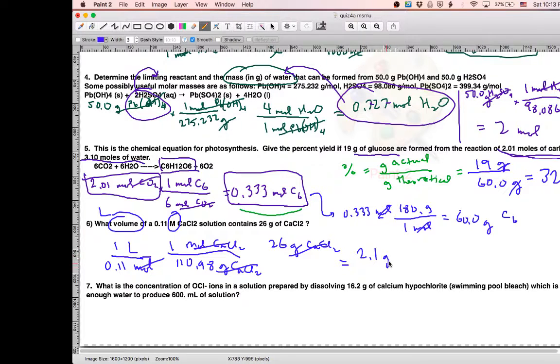2.1 grams calcium chloride. Now, does that jive? 2.1 grams is kind of a lot for a 0.11 molar solution. It does not jive. Grams is not the answer. Grams got canceled. It's liters. Silly. I hope you caught that mistake before I did, folks. This is liters of calcium chloride solution.